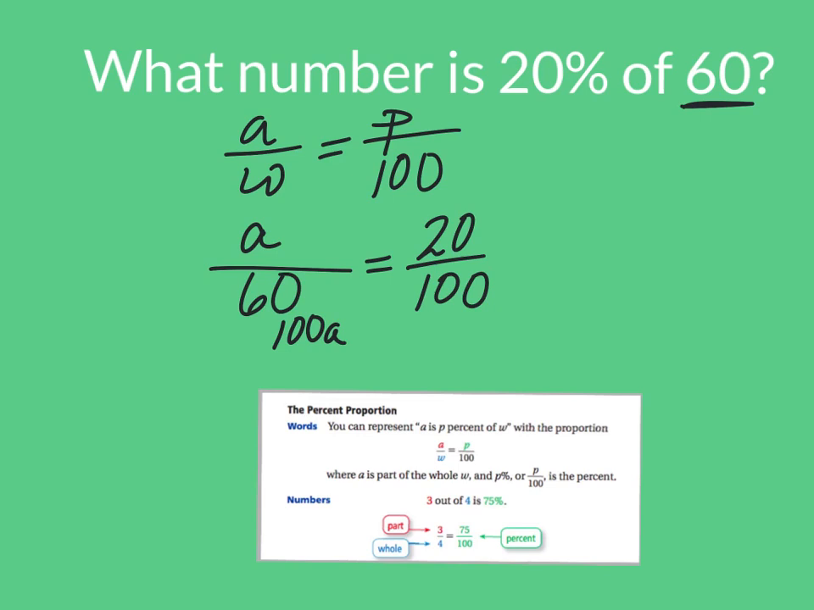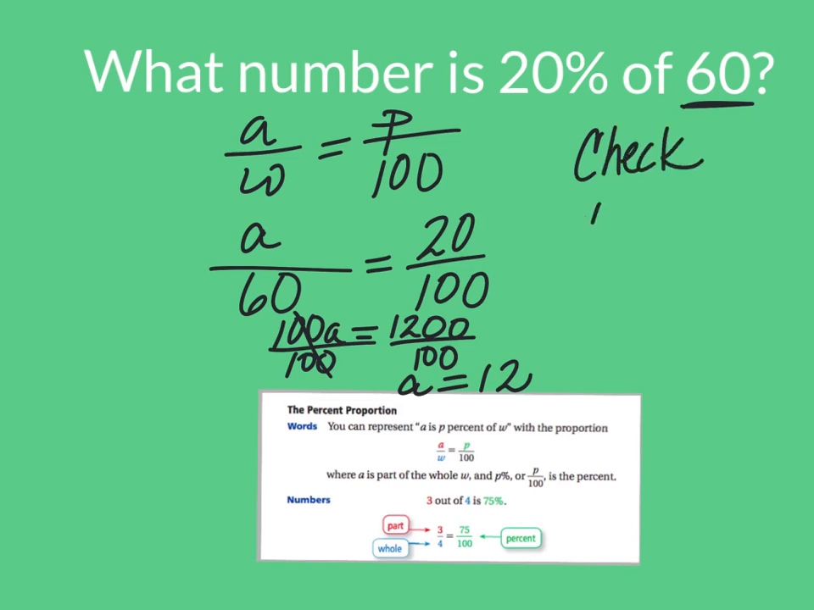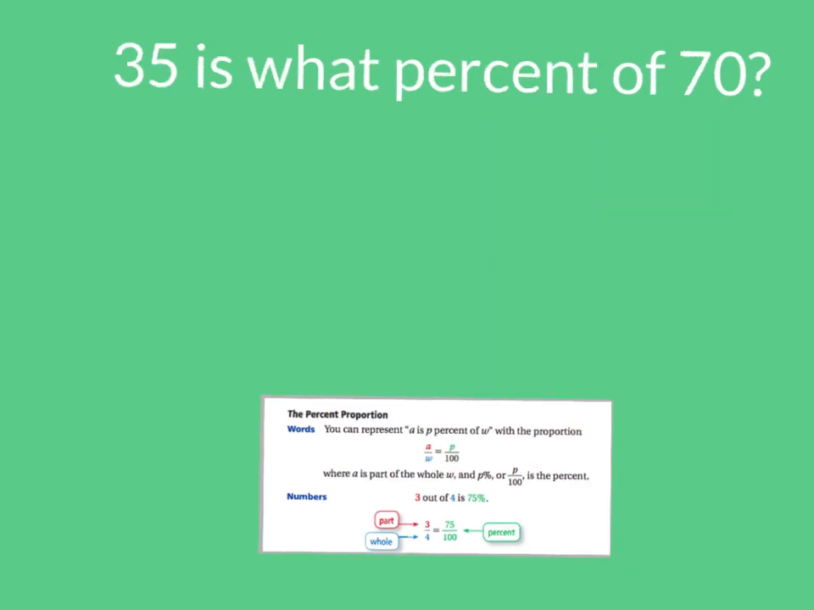So 100A equals 1,200. And then again, I'm going to solve for A by dividing by 100. A equals 12. At any time, I can check. If I do want to see if this is correct, I can enter in my calculator 12 divided by 60, and I should get that decimal for 20%. So my calculator would show 2/10, which is equivalent to that 20%.